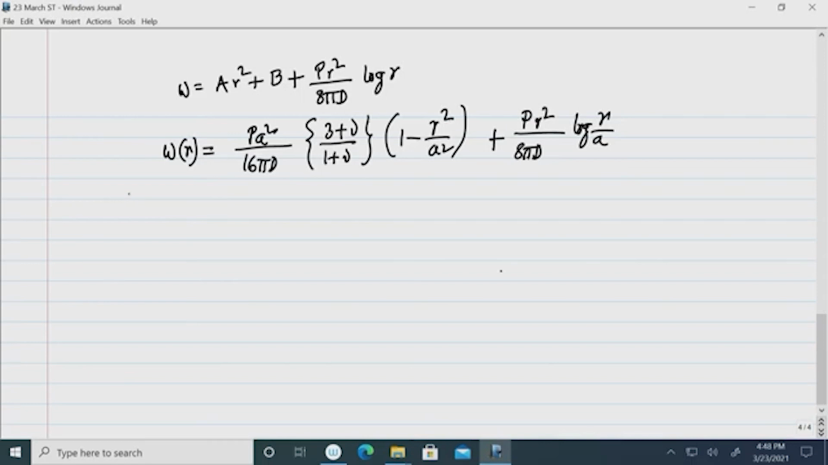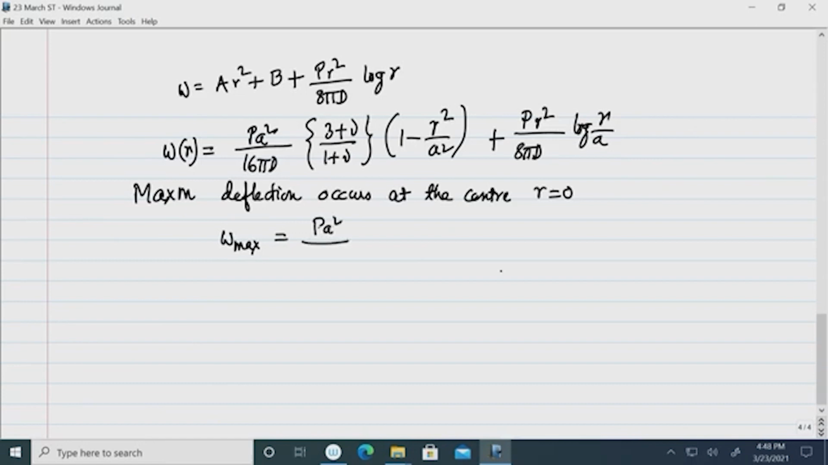So, this is the expression for deflection. Now, you can see the maximum deflection occurs at the center, and it is natural, because at the center the concentrated load is applied, at r equal to 0. So, putting r equal to 0 here, you will get the maximum deflection. So, W max equal to P a square by 16 pi D, 3 plus mu, 1 plus mu. This is the maximum deflection.